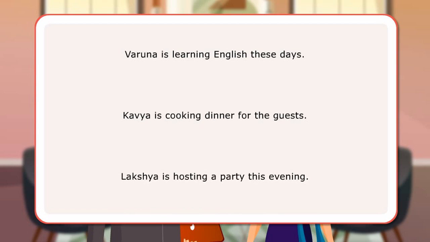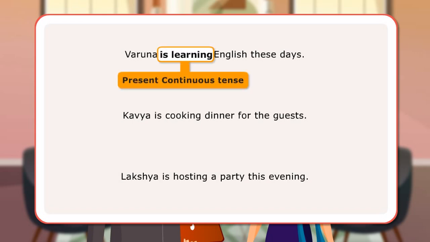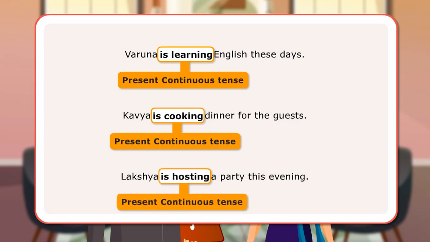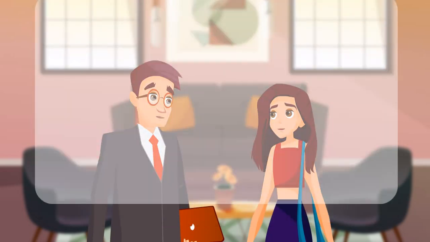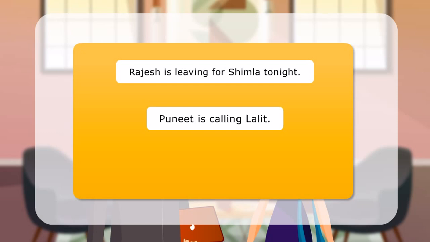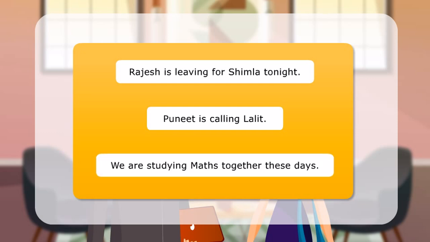In the first sentence, is learning is present continuous tense as it speaks of an action that is continuing for some days. In the next sentence, is cooking is present continuous tense as it speaks about an action taking place at the time of speaking. In the last sentence, is hosting is present continuous tense as it talks about something planned to take place in the near future. Here are few examples of sentences with verbs in present continuous tense. Rajesh is leaving for Shimla tonight. Puneet is calling Lalit. We are studying maths together these days.